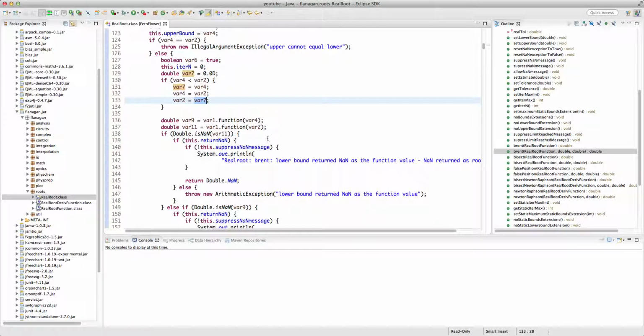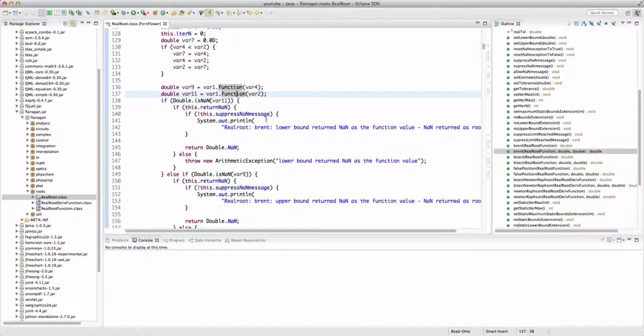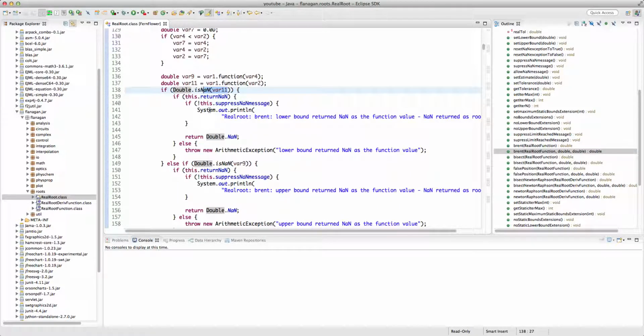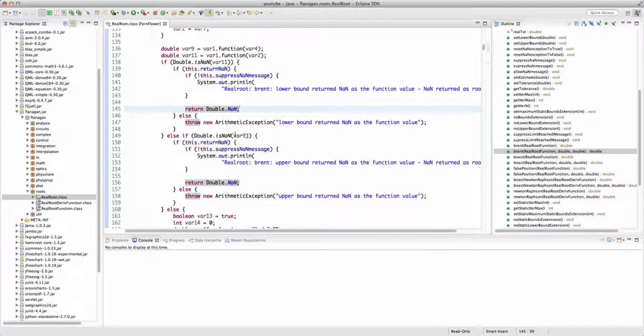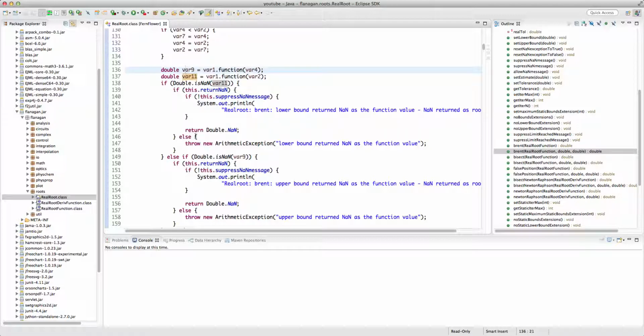So this is the second test, and then it finds the values of the function at the start point and the end point. var9 and var11 are the function values, and then it tests if one of these values is NaN, which most likely is not going to happen for our functions, but in the rare case that the function actually returns NaN, it catches this and returns a message that the function is NaN, it cannot proceed, so it just returns NaN as the root. Same thing for the lower bound, and the next is the upper bound.